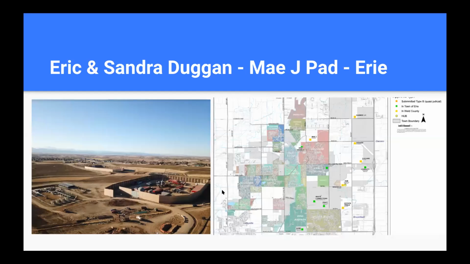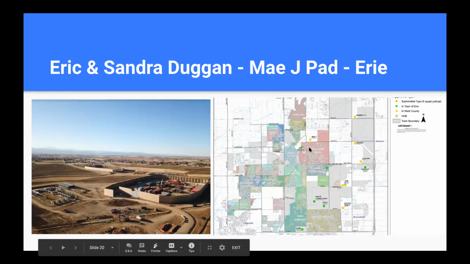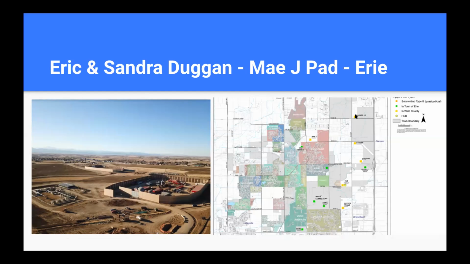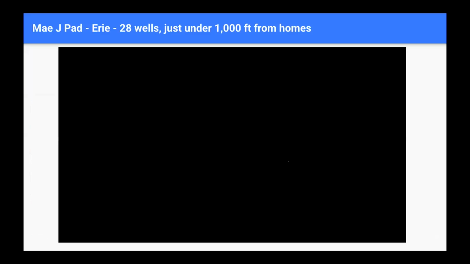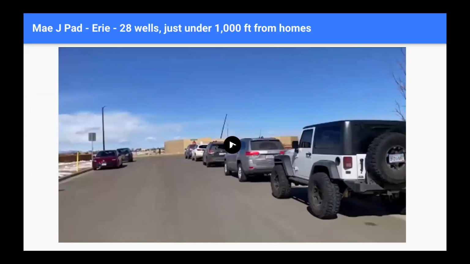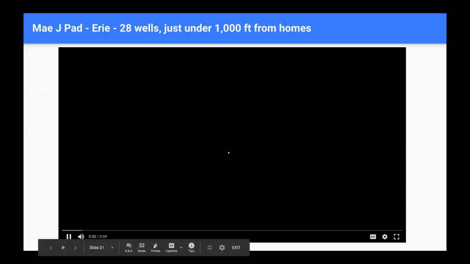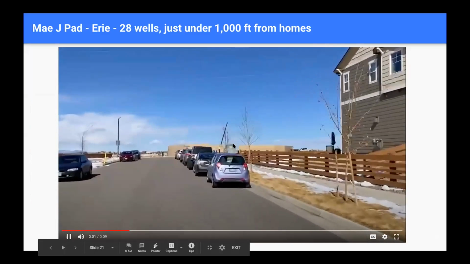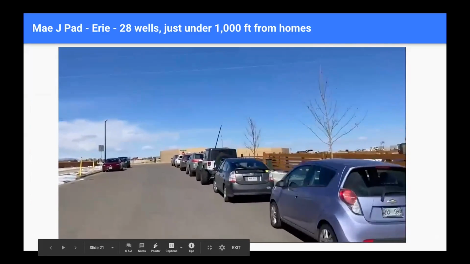And Eric and Sandra Duggan are joining us from Erie. They're going to be talking about the May J pad, which is right next to their home. This is a map of the fracking that's currently happening in Erie. These green markings right here are frack sites that are in the town of Erie, and these are ones that are close by that are in Weld County. And this is just a quick video of how close this is to the homes in that area.